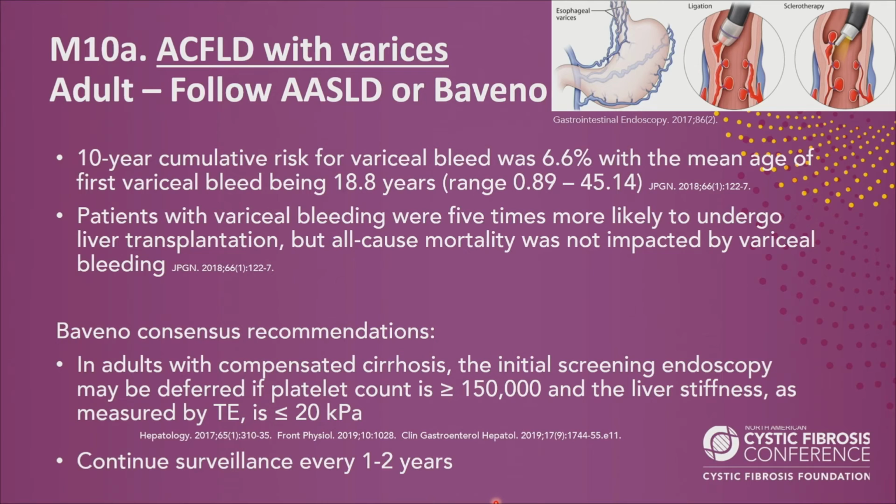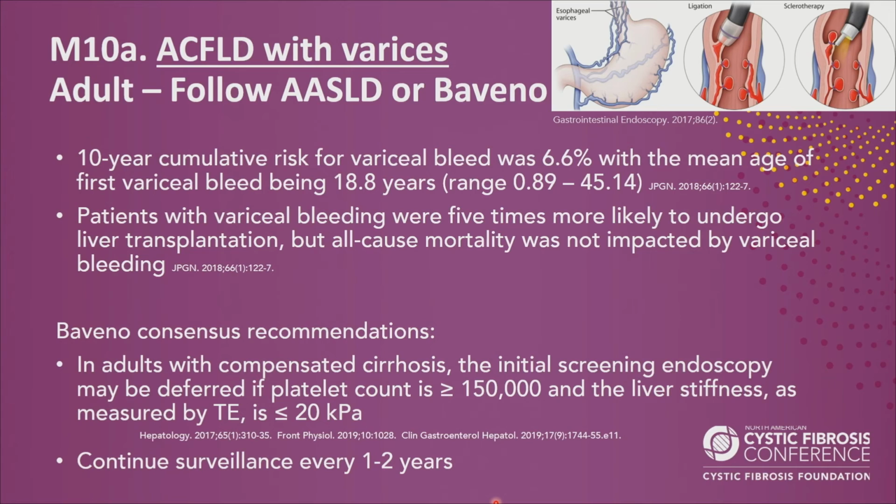A large retrospective study of the CF registry showed that between 2003 and 2012, there was an incidence of 3.6% of patients to have cirrhosis. And of those, the 10-year cumulative risk for variceal bleeding was 6.6%, with the mean age of the first bleed around 18.8 years. Again, this all has to do with coding, and as noted in a previous presentation, we are probably underreporting CF liver disease in the registry.